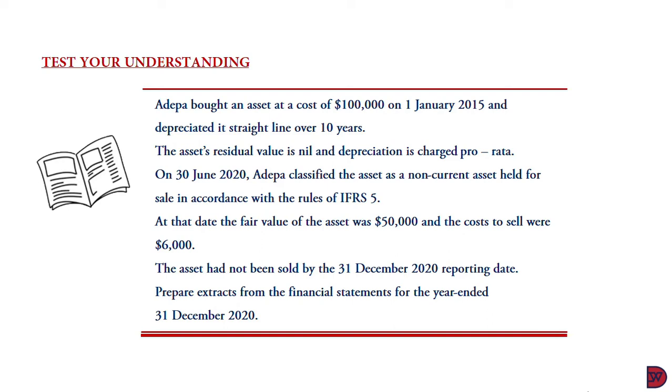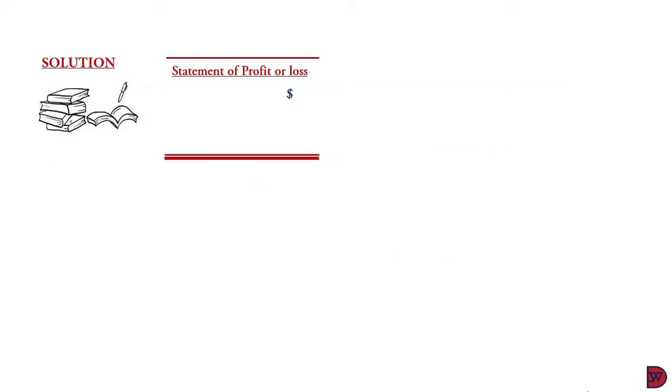We have to prepare the extract from the financial statements for the year ended 31st December 2020. So we start with the statement of profit or loss. We bring in the depreciation for the year 2020, which is $5,000. If you look at the workings at the bottom, depreciation for a year is $10,000. But for 2020, the asset stayed till half of the year.